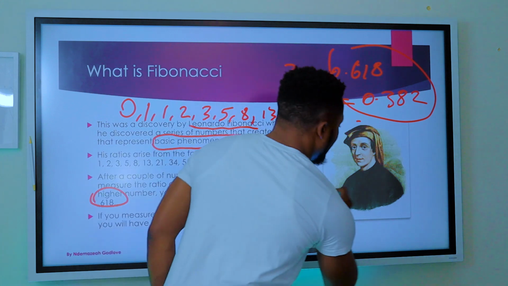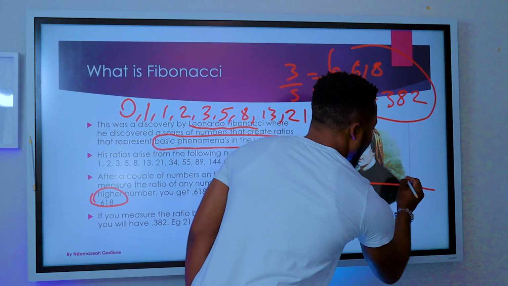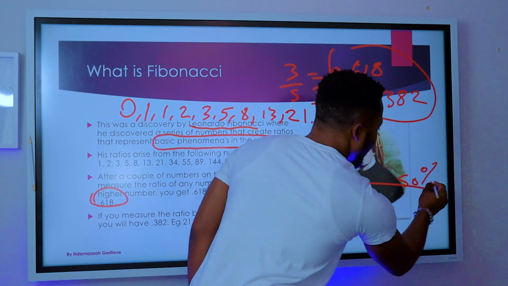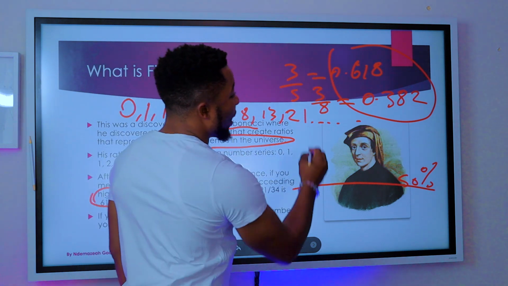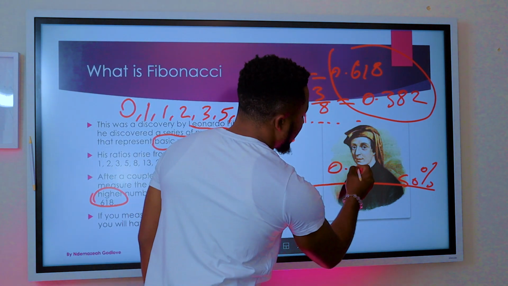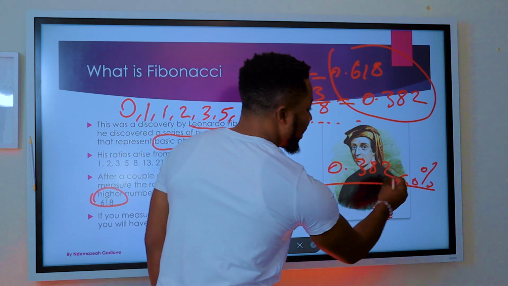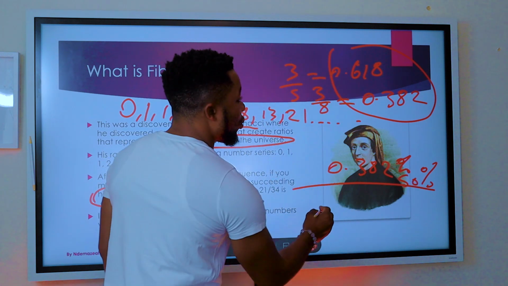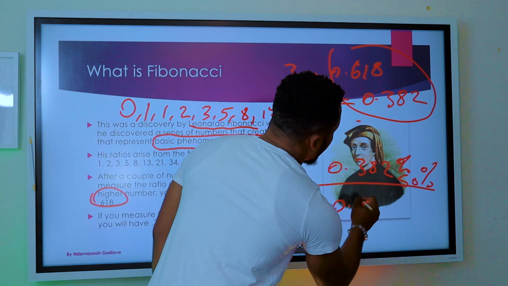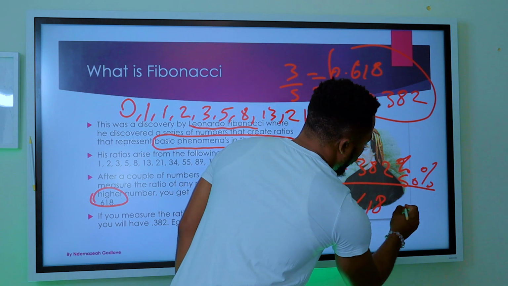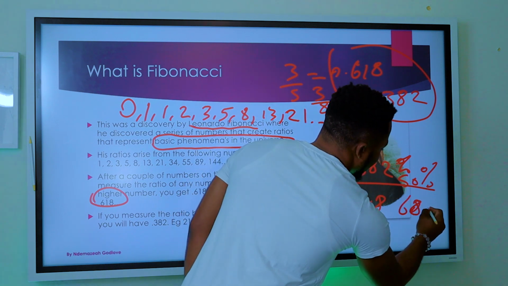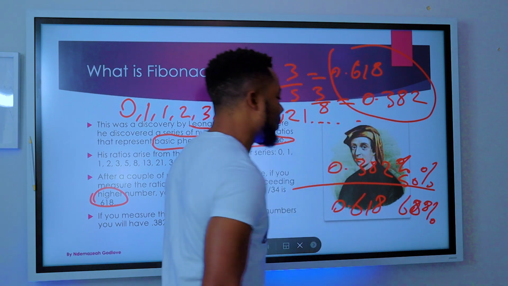And if I draw a line here and call this line the 50% line, then the one above will be what we call the 0.382 or the 38%, and the one below will be 0.618 or the 61.8%.